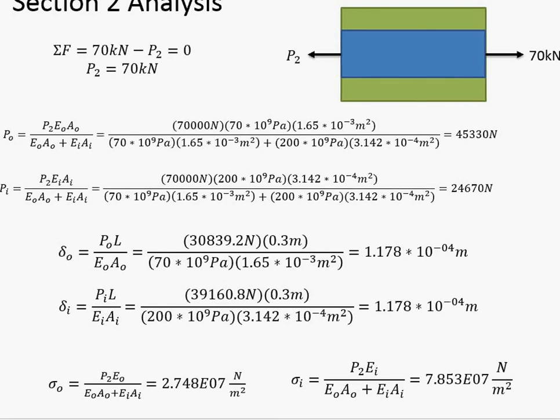So this is just looking at section 2. I have it all written out. Now, section 2, you have 70 kilonewtons on the right end. Summation of forces, that means the reaction has to also be 70 kilonewtons. And you can see how this follows. You have, at least for the outer material, your 70,000 times the outer Young's modulus times the outer area over kind of the total.